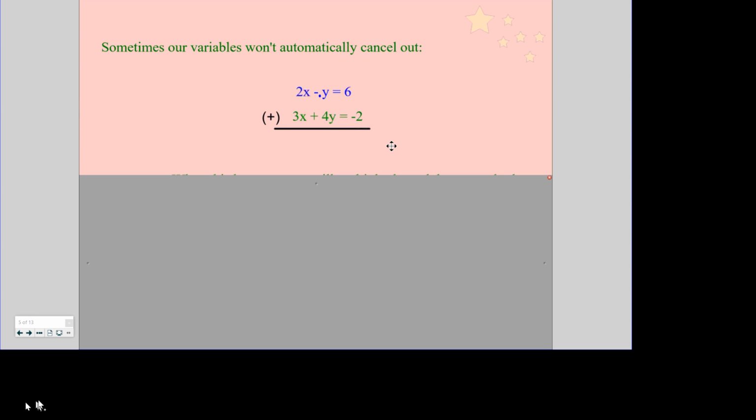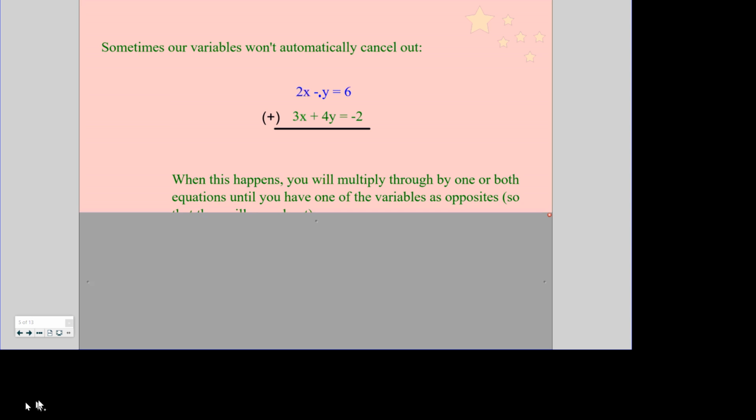So that brings us to what we might be able to do to our equations so that when we add them, one of the variables might eliminate. When this happens, you can multiply through one or both equations until you have one of the variables as opposites so that they will cancel out. So not only can we use the addition property of equality, we can use the multiplication property of equality to help us out here to solve a system of equations.